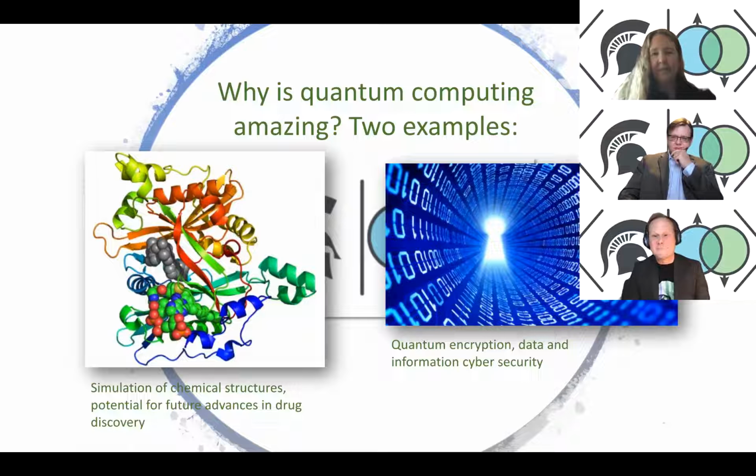Every time you send information to your bank on the internet, that you log into your bank account, or you pay somebody via Apple Pay, or any kind of transaction that involves money, those transactions are encrypted, and quantum computers in principle can break that encryption if we can build a large enough quantum computer. So that's kind of the scary side of things.